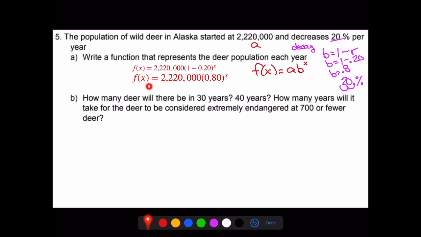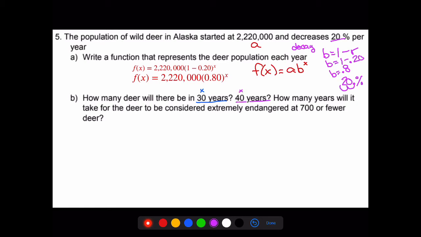From here, we can write out our function. F of x is equal to 2,220,000, as we talked about earlier, our starting amount, times 0.80, that's what we found over here, raised to the power of x. All right, letter B. How many deer will there be in 30 years? Oh, well, I just plug in 30 for x. In 40 years, well, I just plug 40 in for x.